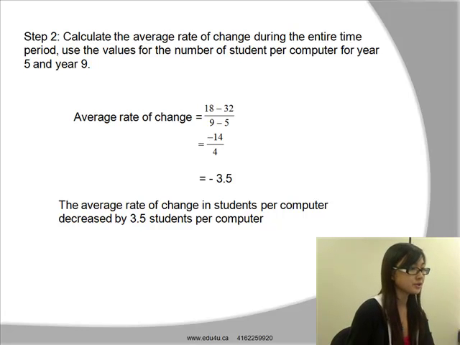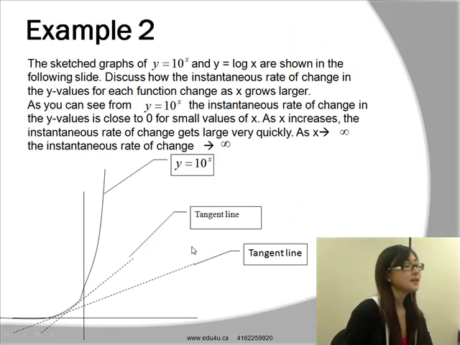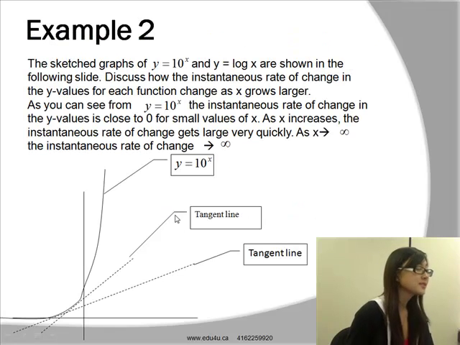In step 2, we have to find the middle 5 years, which is from year 5 to year 9. For year 9, there were 18 students per computer, and for year 5, there were 32. So the average rate of change is 18 minus 32 over 9 minus 5. That would be negative 3.5. So the average rate of change in students per computer decreased about 3.5 students per computer.